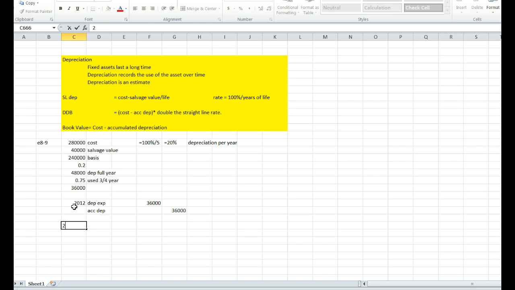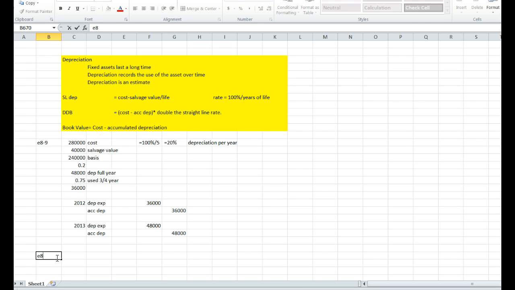The second year, 2013, we're going to have a full year's worth. So we're going back to that 48,000. So depreciation expense for the second year, 48,000. Accumulated depreciation credit, 48,000. All right. So that's kind of how we do straight line and how we do part of the year. Let's look at the next one, and we'll try declining balance.